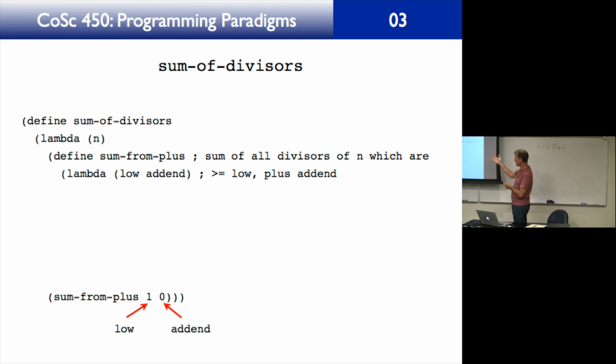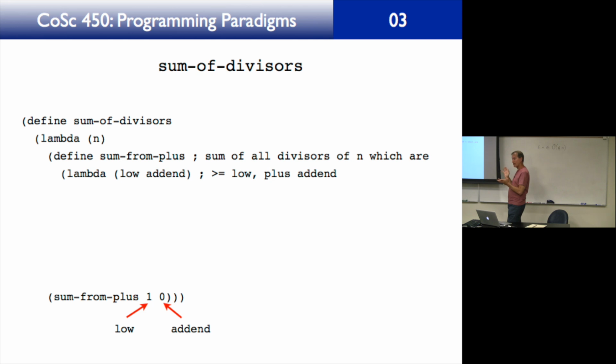Define sum from plus, sum of all the divisors of n which are greater than or equal to low plus addend. So sum from plus, low addend. It's going to be recursive, right? And so what's the base case going to be? If low equals n, then we're at the end.